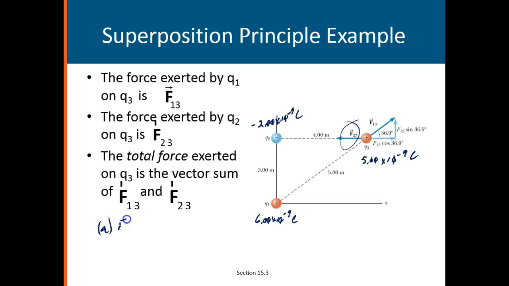So what is that force? F23, it is a vector force, and that would be, what's the formula for a force? Electrostatic force? K sub E, Coulomb's constant, times, in this case it would be Q2 times Q3, the two charges in question, divided by the distance squared. Right? That's the distance between 2 and 3.